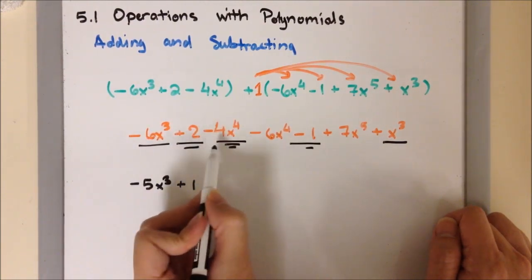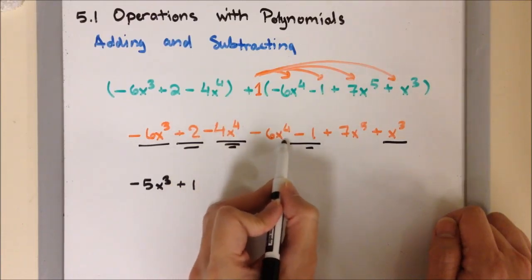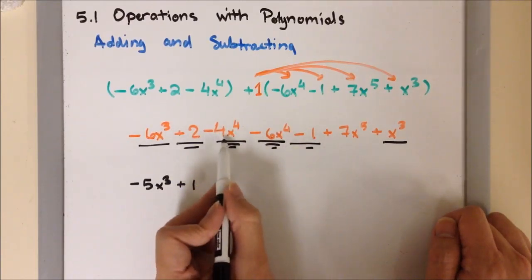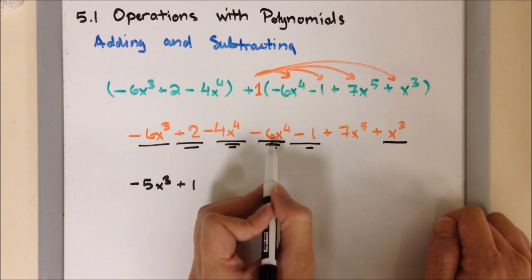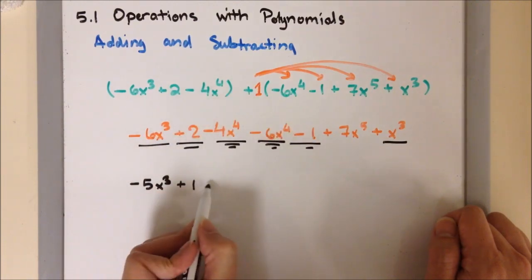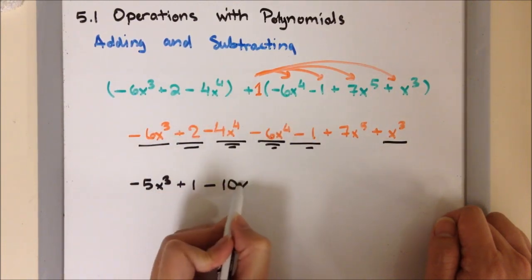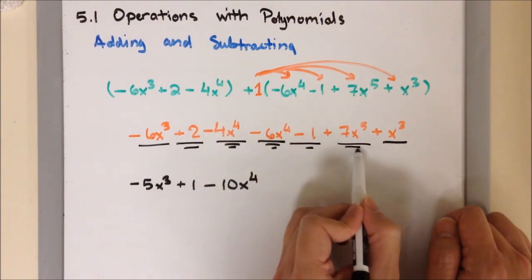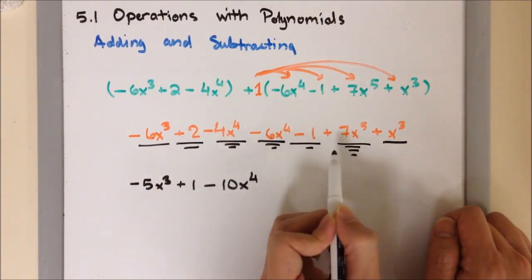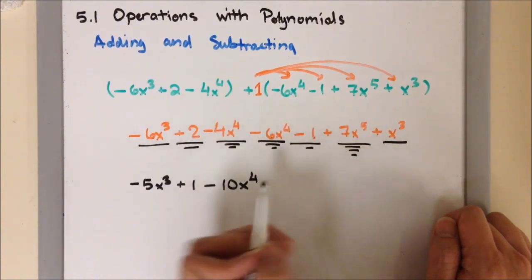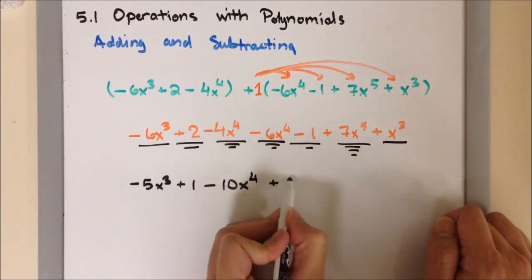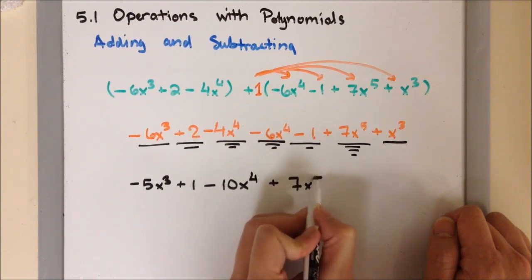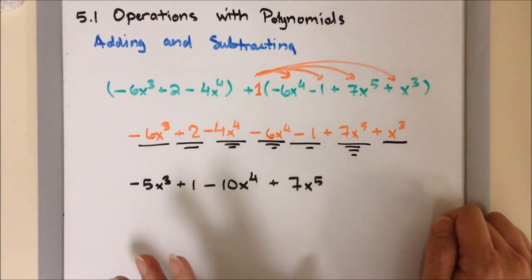Now x to the fourth, there's another one right here. So negative 4x to the fourth minus 6x to the fourth will be negative 10x to the fourth. And then the last one is x to the fifth. I don't have any more, so I'm just going to bring that down. Alright, so I finished combining my terms.